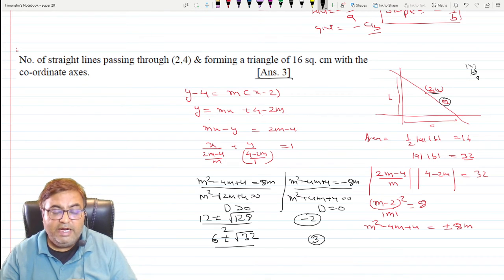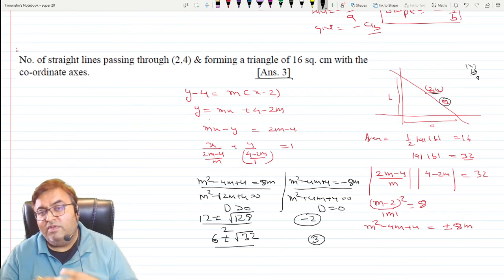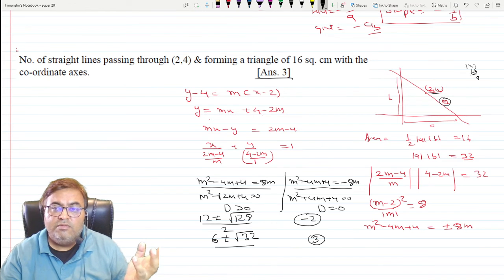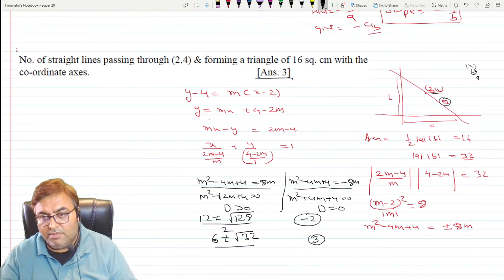Okay. There might be a possibility that both the discriminants are less than 0. If both the discriminants are less than 0, then that means there is no real value of m, hence there will be no line. So that is the application of the nature of roots into the coordinate geometry. Okay.